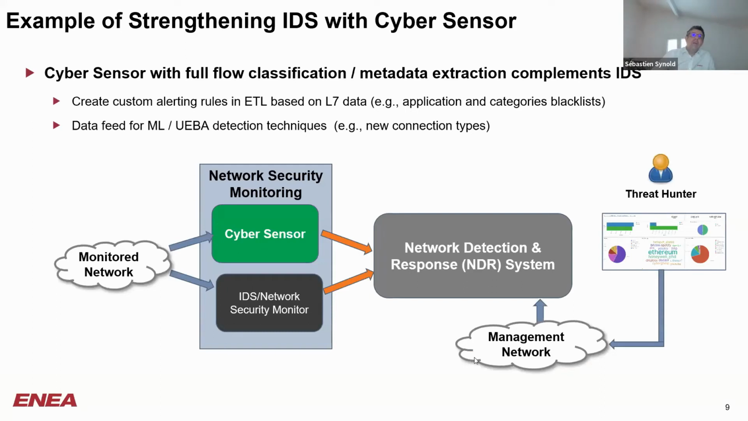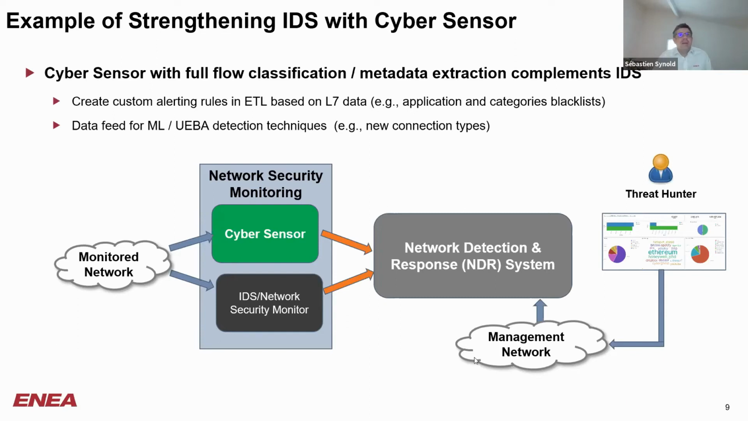So a typical implementation of a cyber sensor is to work aside an IDS and feed an existing NDR system, network detection and response system. So this enriches the NDR with the benefits from the information provided by the cyber sensor and the ability for the analyst to create new rules based on the flow classification in order to detect threats that an IDS will never be able to detect due to its limited protocol coverage.